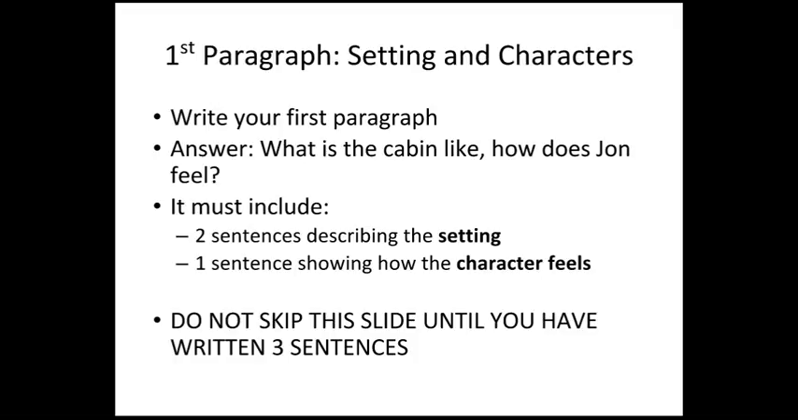This paragraph needs to include 2 sentences describing the setting. Remember to use sensory details, like we talked about. And one sentence showing how the character feels, how John feels. Once you have these 3 sentences down on the lines below the prompt, you may move on.